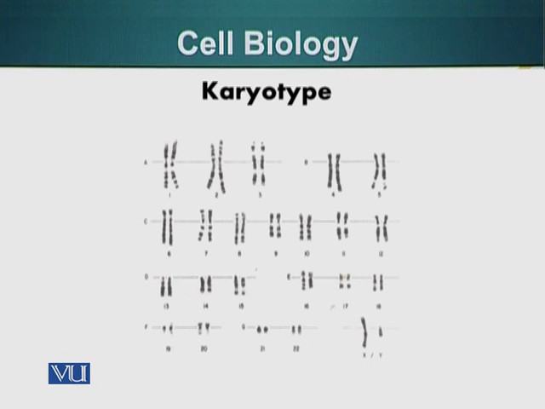Here on the screen you can see the karyotype of a male person. Karyotype is basically the arrangement of chromosomes in descending order by size of stained chromosomes. Here you can see that there are 2 chromosome 1s, 2 chromosome 2s, 2 chromosome 3s, and so forth. So for chromosome 1, we have 2 chromosome 1s. One came from the father, the other came from the mother.